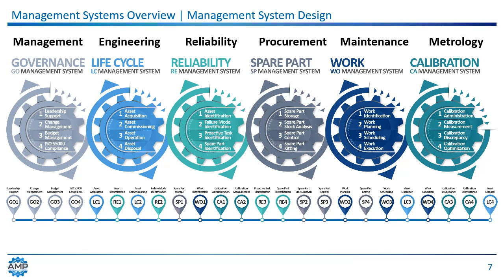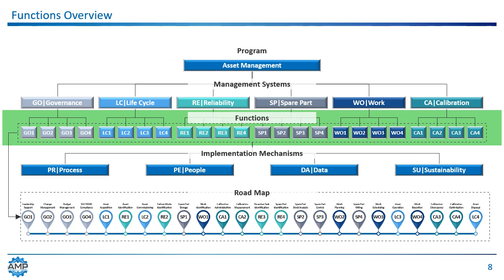Each management system is comprised of 4 functions listed in order of implementation. So there are 24 functions total in the program, and each function contains 4 processes that make the function work. So all in all, there are 96 processes in the whole asset management program. These 96 processes, if they are correctly built, implemented, and supported in terms of people, data, and sustainability, ensure that asset management will be world-class and aligned with best practices.